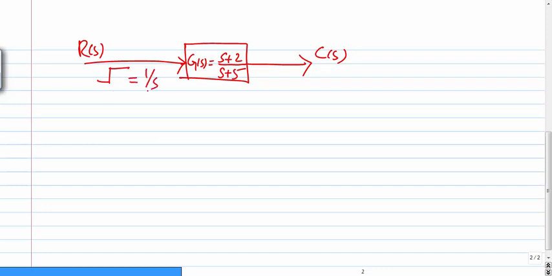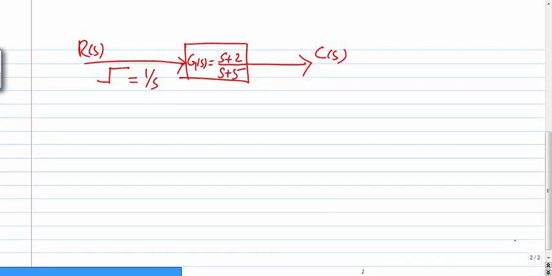Now for this example, we have a system here with G of s given to us as s plus 2 divided by s plus 5. So we have some input to the system and some output of the system. We can say that output is C of s and input is R of s. This is a first order system because we have only a single pole in it. We assume that we are giving a step input to the system, and the Laplace of step is 1 by s.